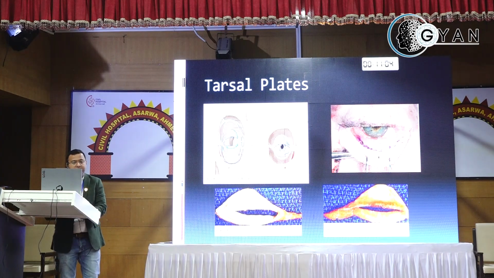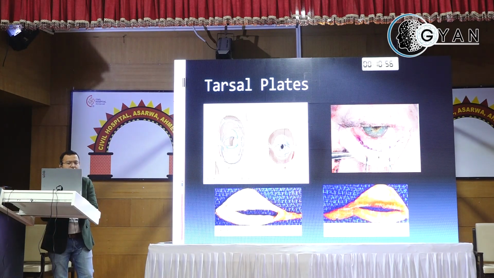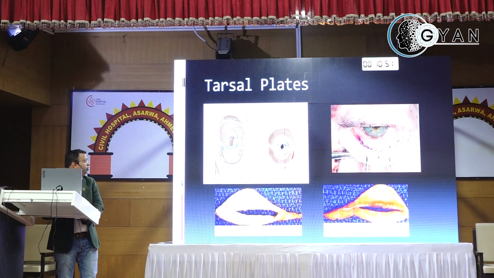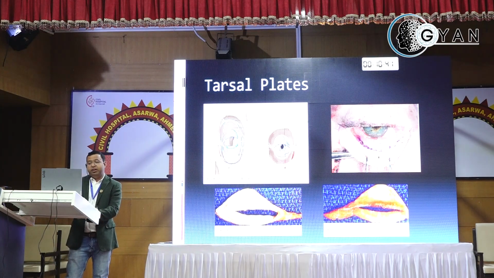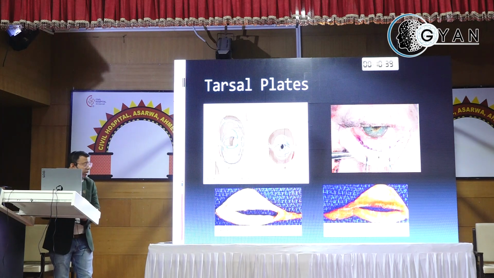If you talk about width, in the upper eyelid the width of the tarsal plate is somewhere around 10 to 12 millimeters, while in the lower eyelid the width is around 3 to 4 millimeters. Both these tarsal plates medially are attached to the medial canthal ligament, which eventually gets attached to the medial orbital rim, and laterally they are attached to the lateral canthal ligament, which in turn gets attached to Whitnall's tubercle laterally.